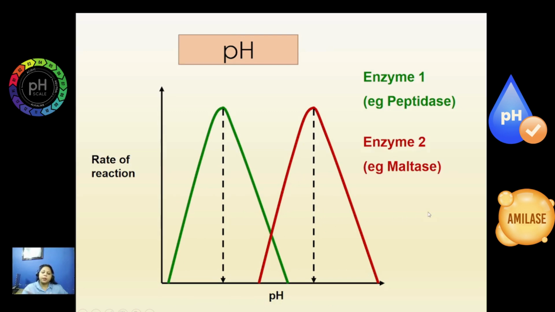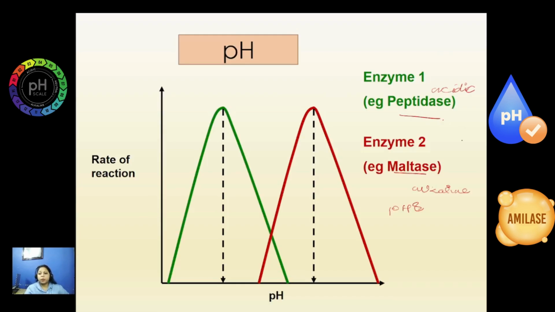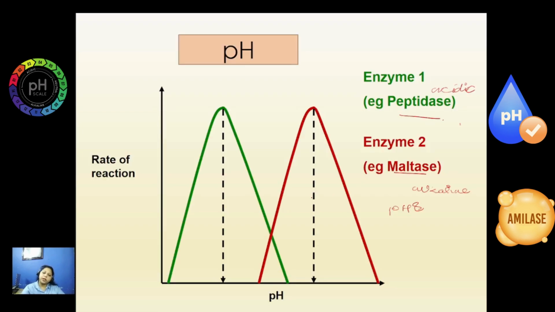So we have, for example, two enzymes. One is the peptidase and the other one is maltase. Let's say this one acts in an acidic condition, for example in your stomach, where the pH is 2, and this maltase acts in a slightly alkaline condition. So we say the pH is, let's say, 8 over here. When these extremes change, then the reaction is not going to happen.